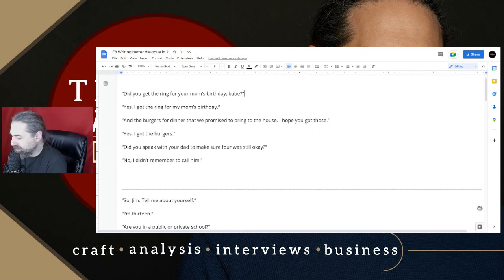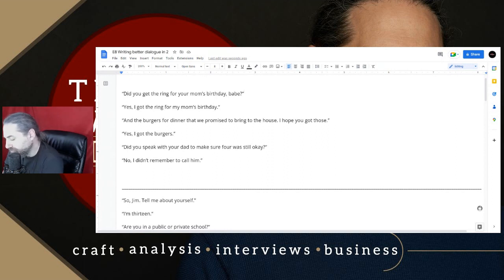If we're looking at this from scratch, I just made this up, right? So we have to analyze it first real quick. Clearly these two people are together. They could be married, but they're definitely together because "babe" is in there. They're going to an event. The girl is saying, did you get the ring for your mom's birthday, babe? Yes, I got the ring for my mom's birthday. And the burgers for the dinner that we promised her. Yes, I got the burgers. Did you speak with your dad to make sure? No, I didn't remember to call him.